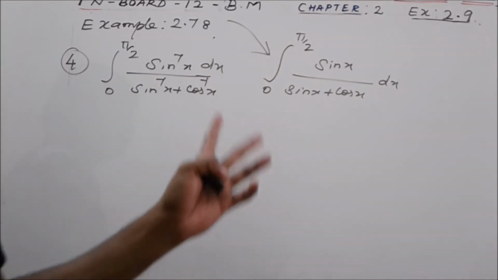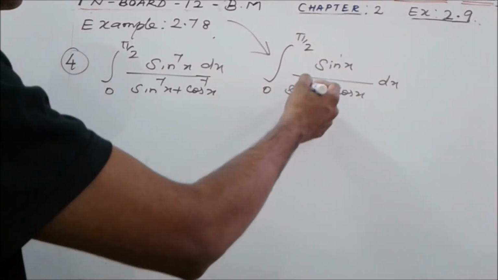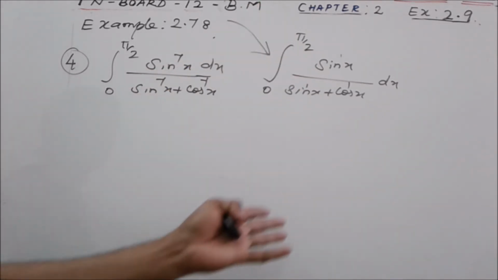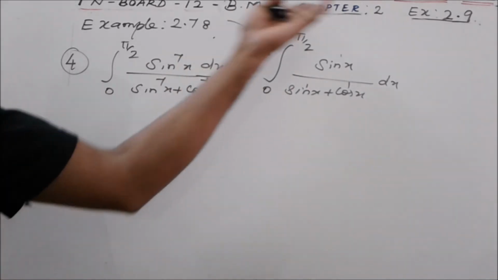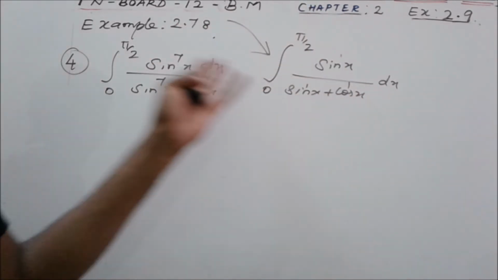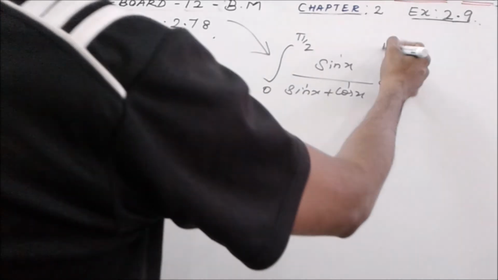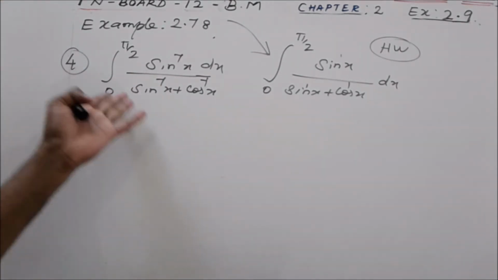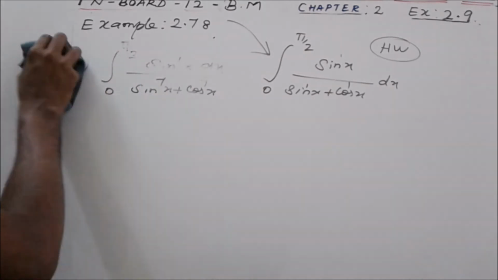These two are very similar. Simple thing, only the power varies. Here we have power 1, here we have power 7. Just eliminating the power 7 and doing the same procedure as in question number 4, you can easily get the answer for example 2.78. So complete it as homework yourself. This is very easy, just duplicating question number 4, that's all. You can easily get the answer. Now we are moving to example 2.79.